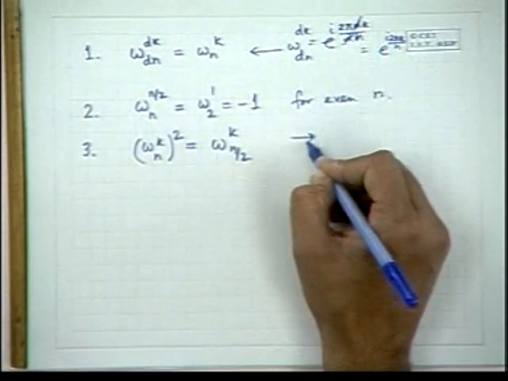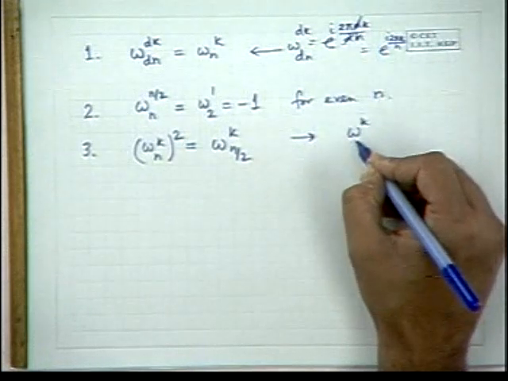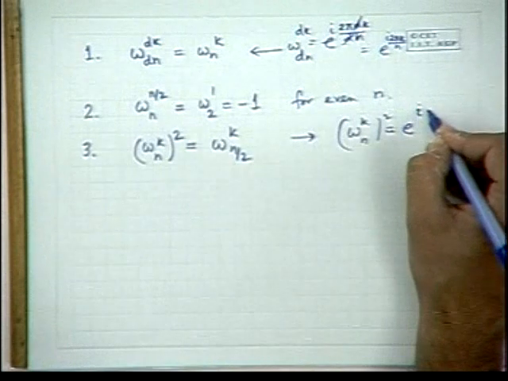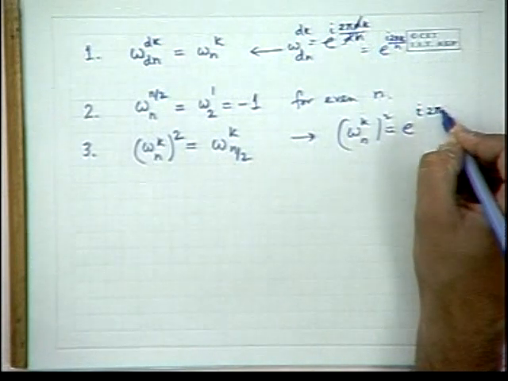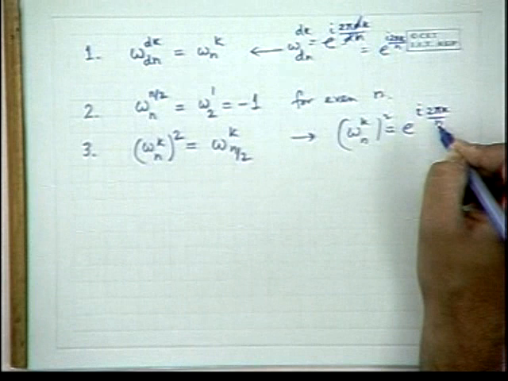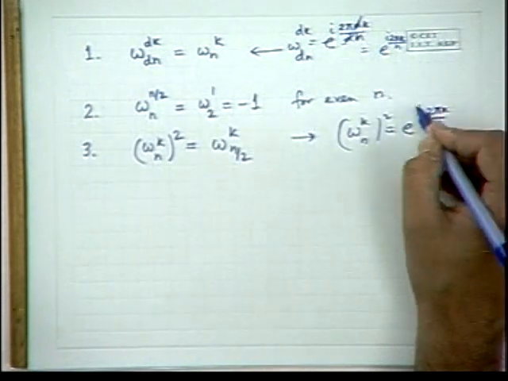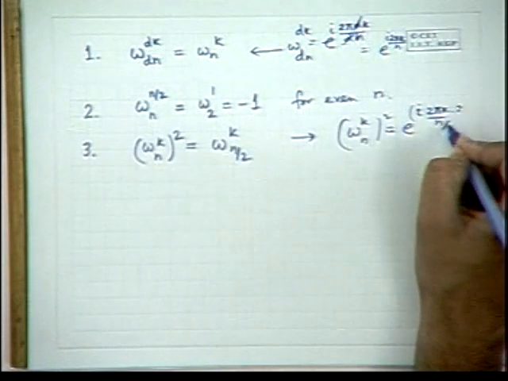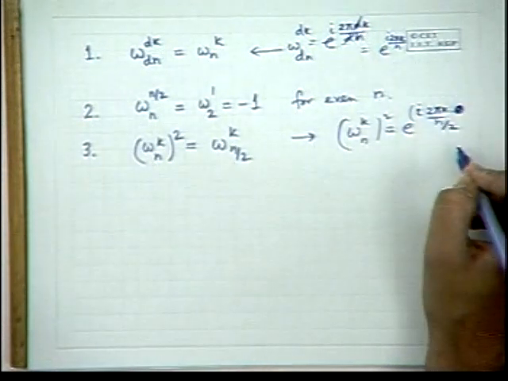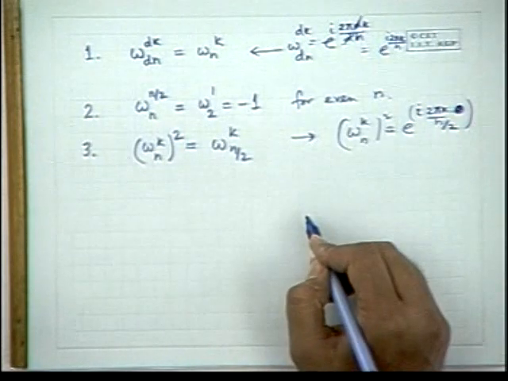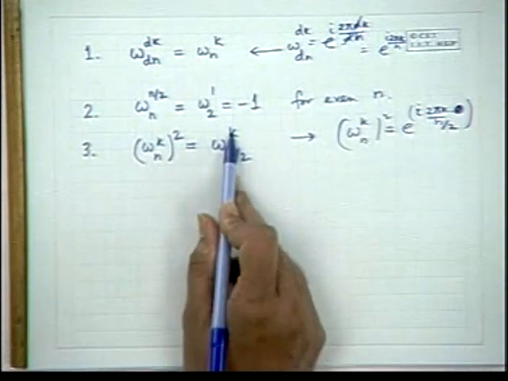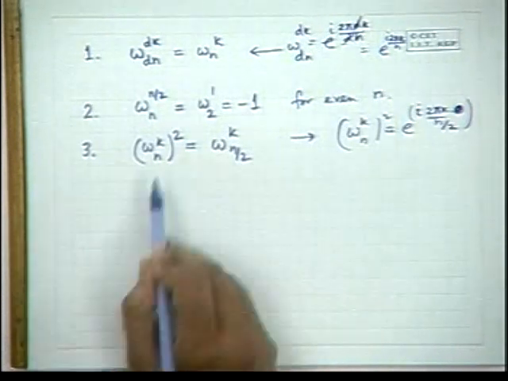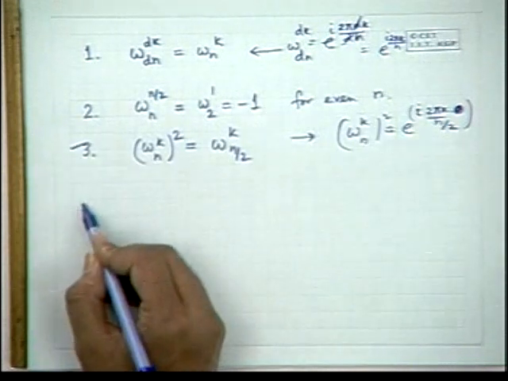Again, if you do this manipulation, you will see wkn square is what? E to the power i twice pi k over n, then you are squaring it. So this will be again multiplied by 2, there is 2. This 2 you can write it like this, and that's why it is exactly wkn over 2. Okay, that's why this third one will be useful for us.